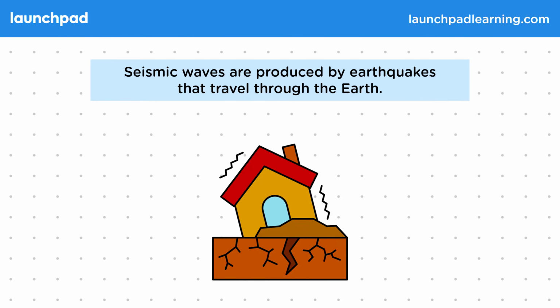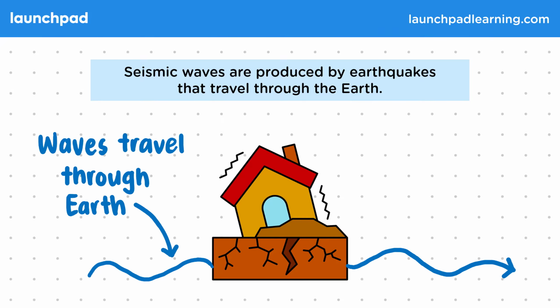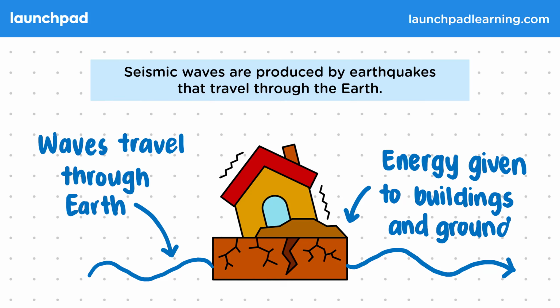Shifts in the tectonic plates that make up the Earth's crust have caused tremors, which have damaged buildings and the ground. The earthquake causes seismic waves to travel through the Earth. Now these waves carry large amounts of kinetic energy, and they cause buildings and the ground to shake as this energy is given to them. The fact that they receive so much energy so quickly is what causes them to be damaged.